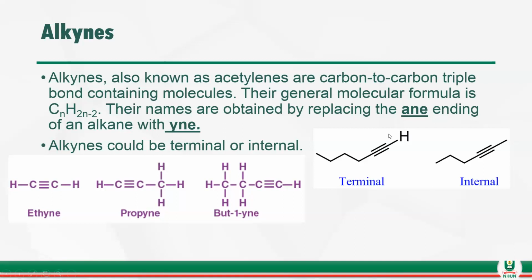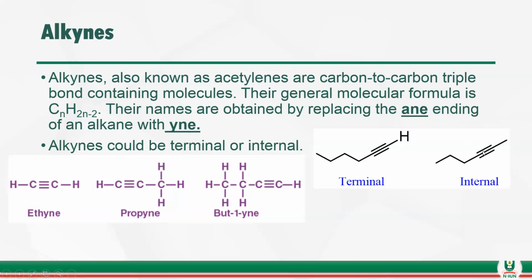You can see what we have here as an example. This is a terminal alkyne. In fact, all of these ones here are terminal alkynes. You can see this is at position 1. This one is also at position 1. This is also at position 1. Then an internal alkyne like this is 1 carbon, 2, 3, 4, 5, 6. So you can see that the triple bond is at carbon number 2, and therefore this is an internal alkyne.